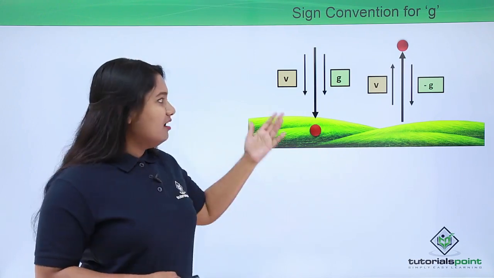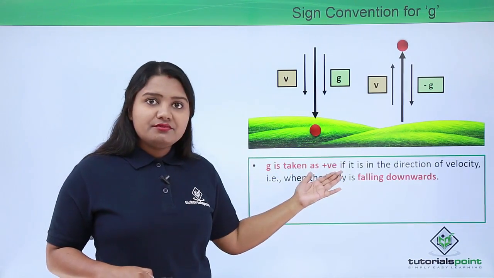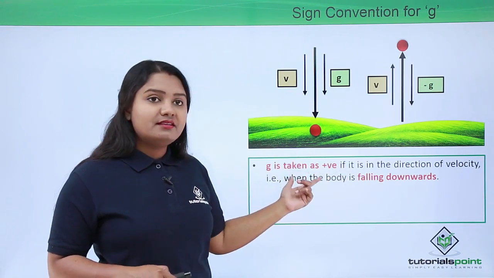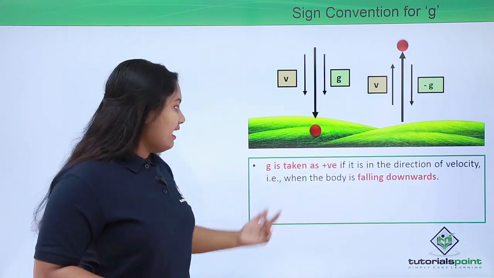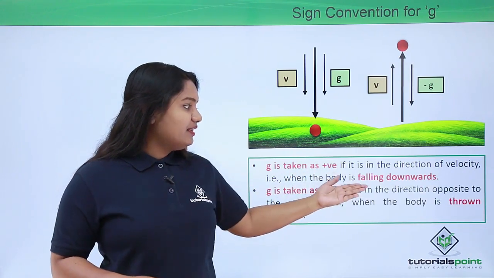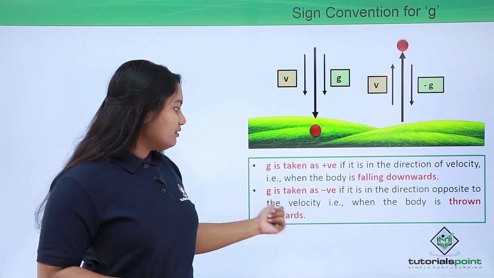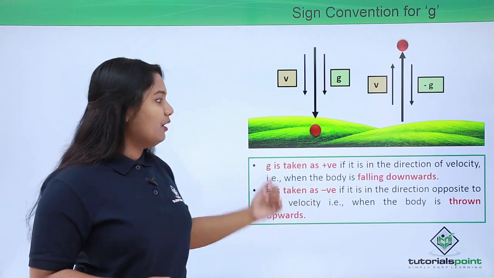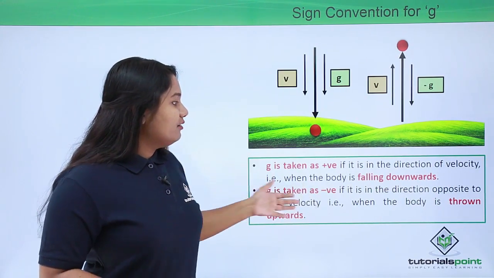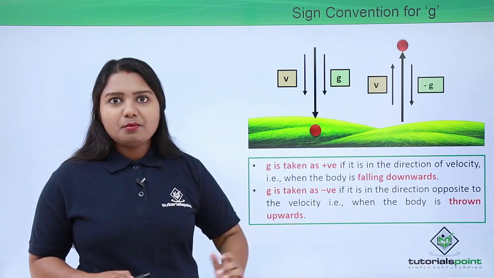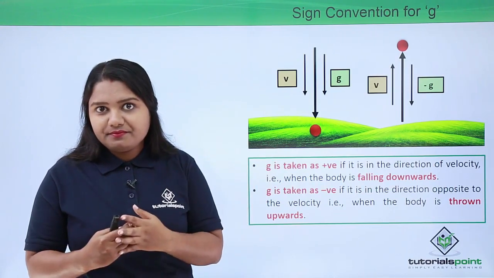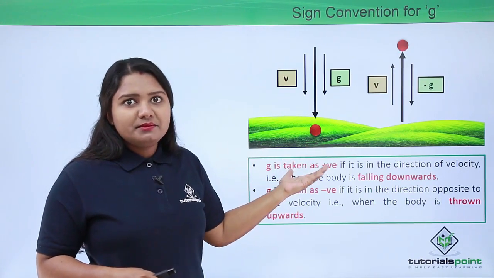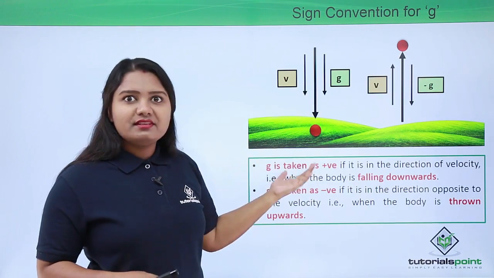So G is taken as positive if it's in the direction of the velocity, that is, when the body is falling downwards, and G is taken to be negative if it is in the direction opposite to the velocity, that is, when the body is thrown upwards. Now, this is the sign convention that we are going to use in the numerical problems that we will be solving in this chapter. You can use any sign convention which is meaningful to you, but this is what we are going to use in this chapter.